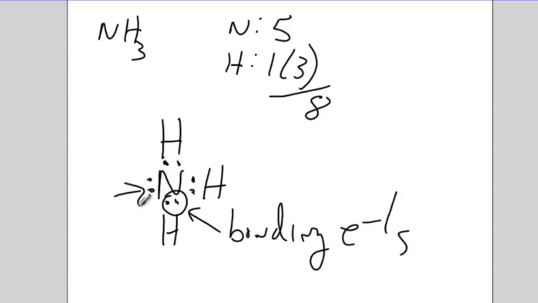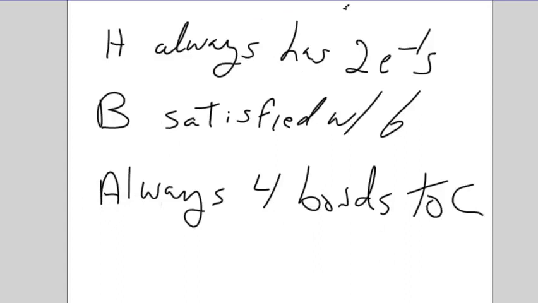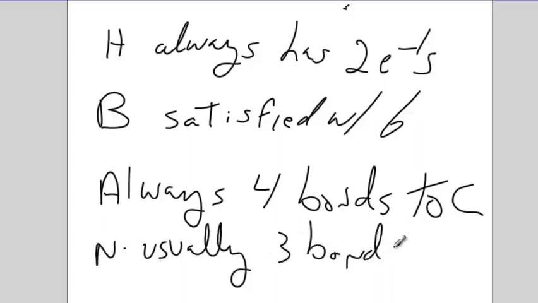This guy over here, those are non-bonding electrons. Non-bonding pairs. Okay? Non-bonding. So if we go back to our rules here, there are never non-bonding electrons on carbon. Nitrogen, on the other hand, usually is exactly what we just drew: 3 bonds and 1 lone pair.